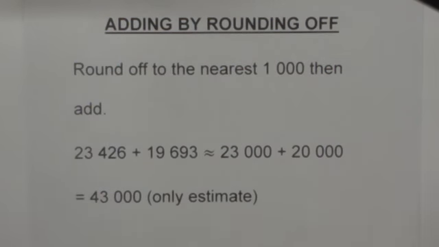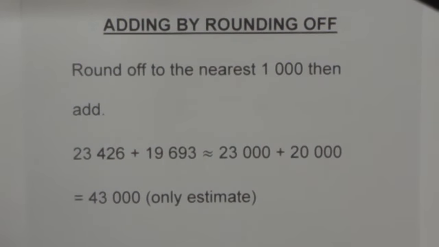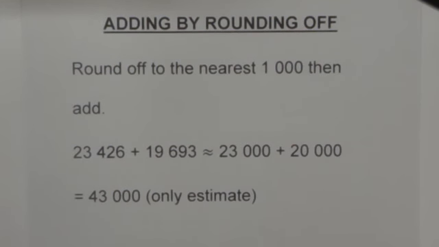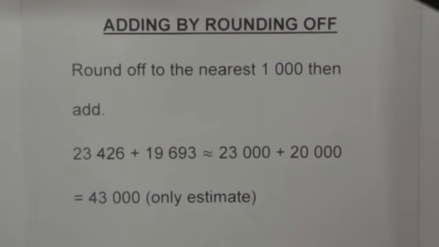Welcome back. Today we are looking at different methods to add. The first one is by rounding off. Remember, the further you round off, the bigger your answers will differ. Rounding off to the nearest 10 will be closer to the real answer than, say, for instance, rounding off to the nearest 10,000. I used 1,000 to just show you.